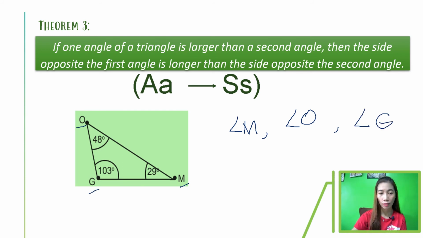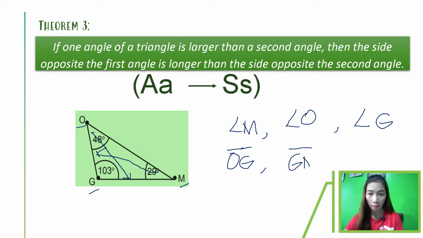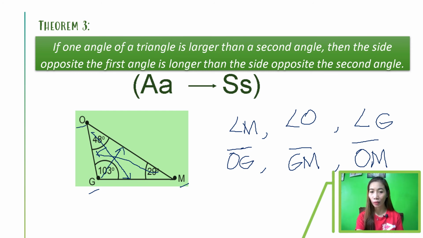So, ano yung mga opposite sides of those angles? So, angle M, ang opposite side natin is segment OG. And then, opposite naman with angle O, this side, so that's segment GM. And opposite the biggest angle is the longest side, which is side or segment OM. So, ganun lang. Once na naintindihan nyo yung theorem number 2, madali nyo maintindihan ang theorem number 3. Okay? Ganun lang siya kasimple.